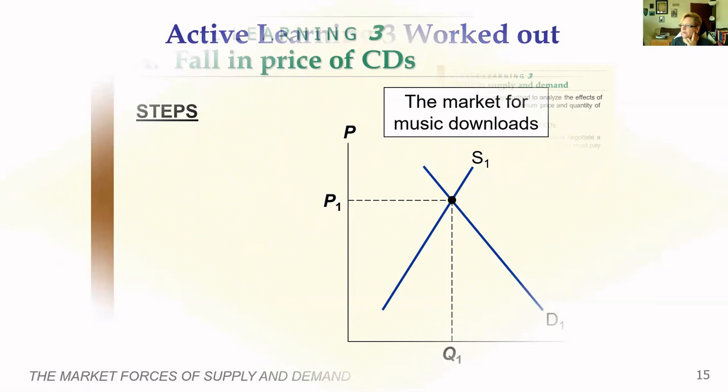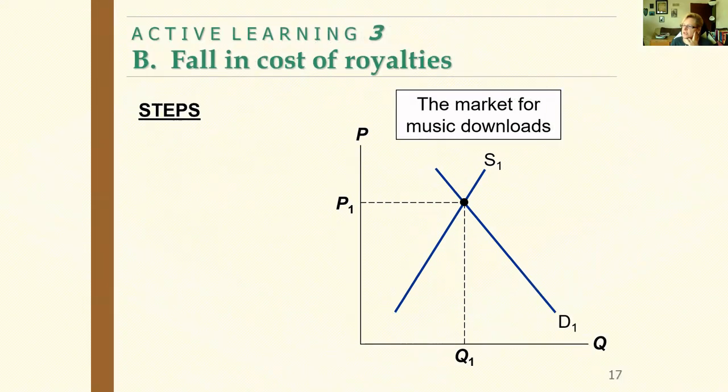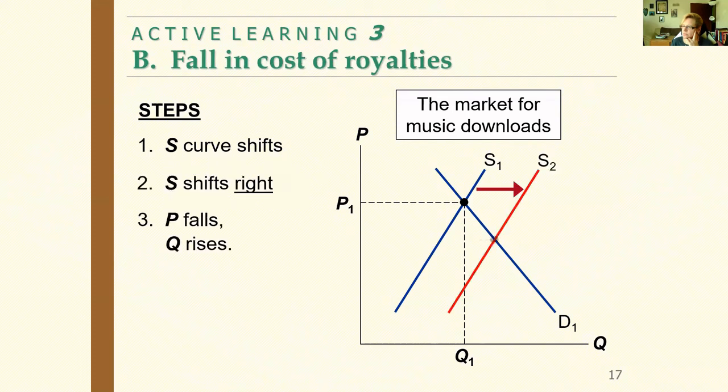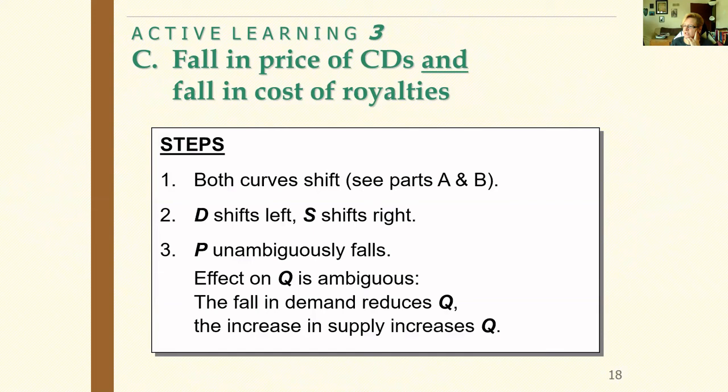All right, so here's what we've got. The two events in isolation, and when both curves shift, notice price ambiguously falls. It's because we're just not sure.